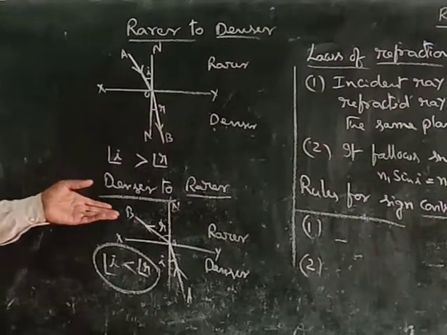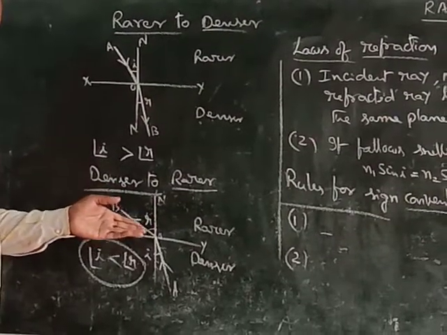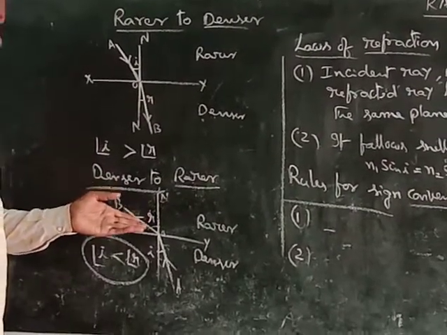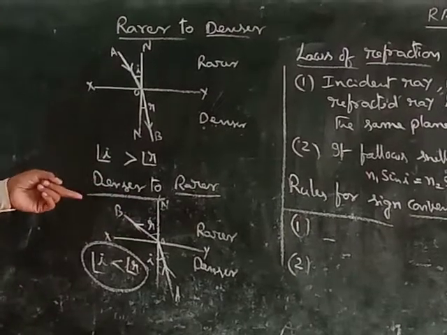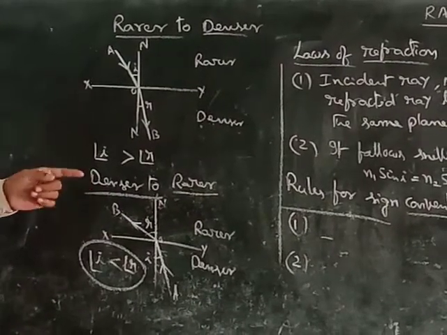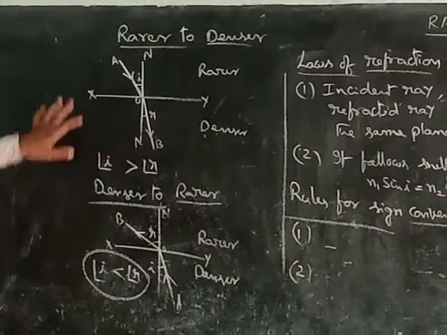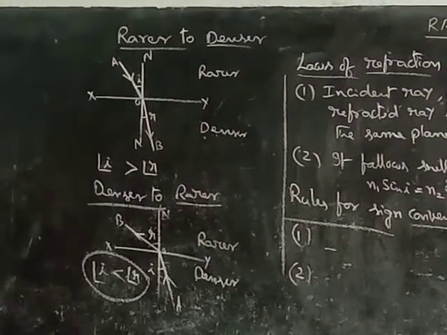This happens because the refracted ray moves away from the normal, because in the rarer medium the velocity of light increases compared to the denser medium. So rarer to denser and denser to rarer is over.